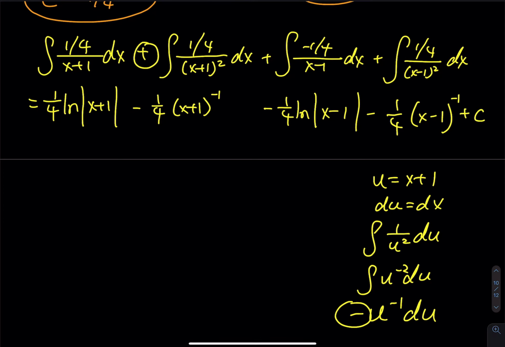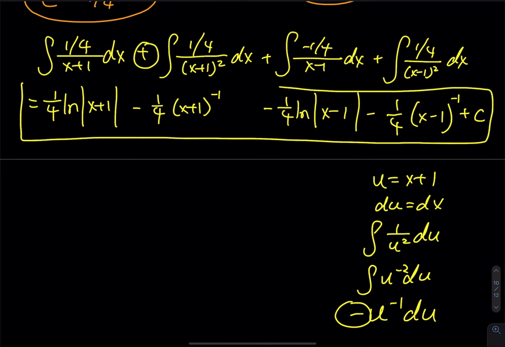So let me double check my work. 1 over 4 ln absolute value x plus 1 minus 1 over 4 ln absolute value x minus 1. And then we have a minus 1 over 4 times x plus 1 and then a minus 1 over 4 times x minus 1. Yep, that is the final answer to this problem.